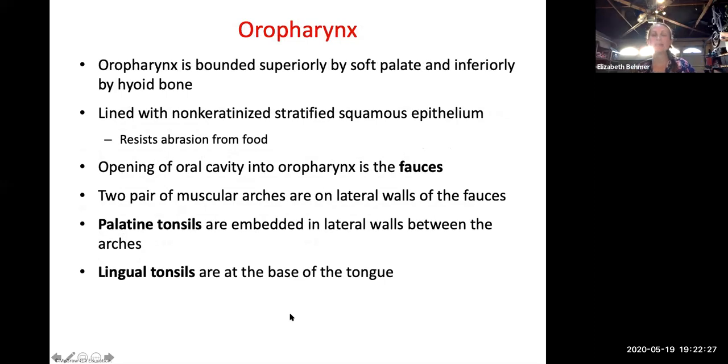The oropharynx has the soft palate above it, and inferiorly it's bounded by the hyoid bone. It's lined with non-keratinized stratified squamous epithelium to help resist the abrasion of food that goes down it. The opening of the oral cavity into the oropharynx is the fauces, which has muscular arches that you can see in your throat. And then you have palatine and lingual tonsils within the oropharynx.